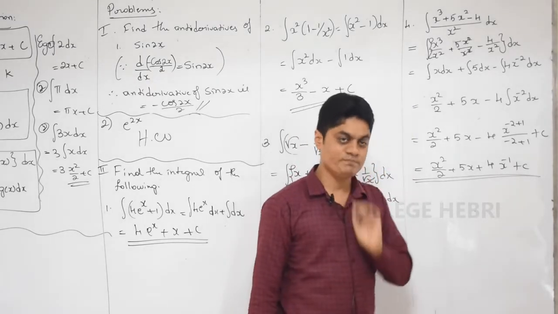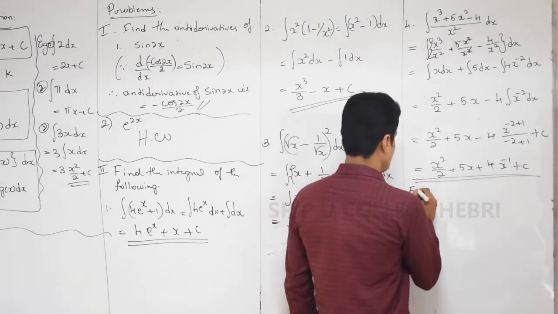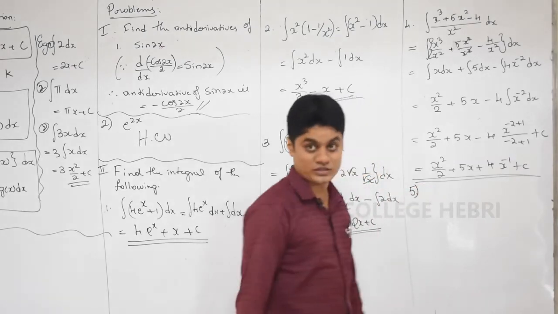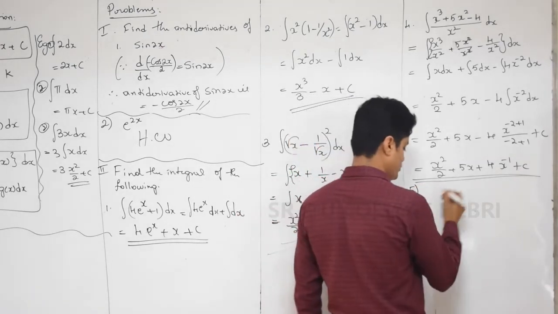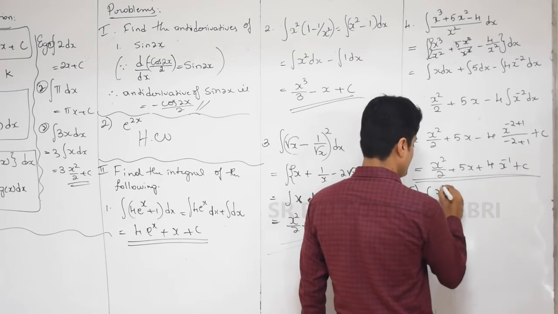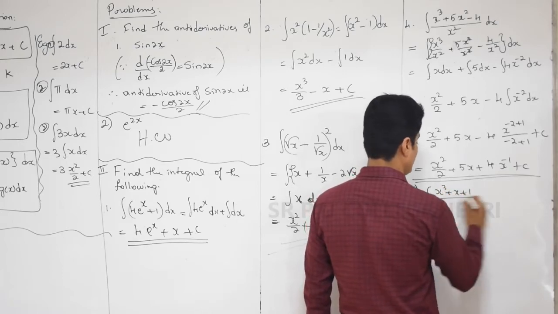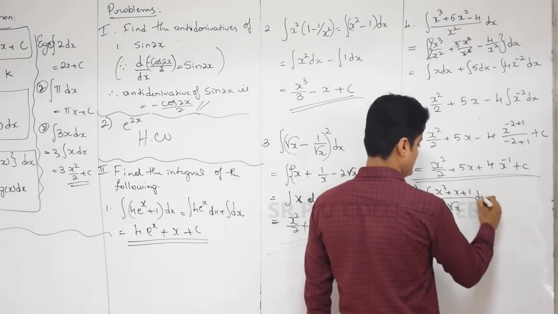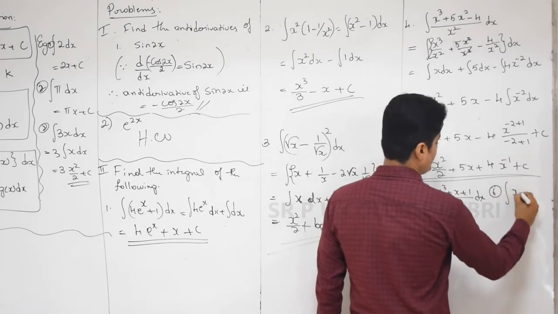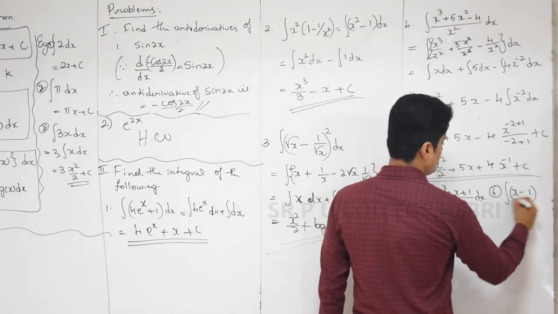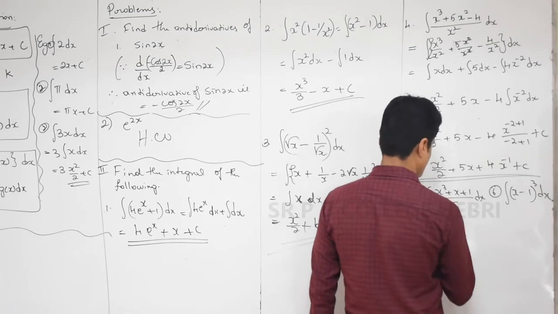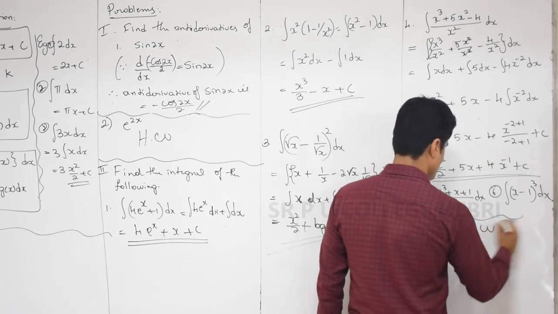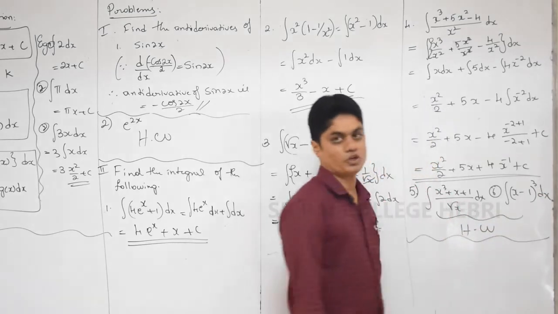I hope you understood. Okay, so I'll give you now 2 problems for homework. You have to work out these two to get the value, to get the integration. First one, x cube plus x plus 1 by root x dx, and second one, x minus 1 whole cube dx. So these two are homework problems. You have to work out these 2 problems, remember that.